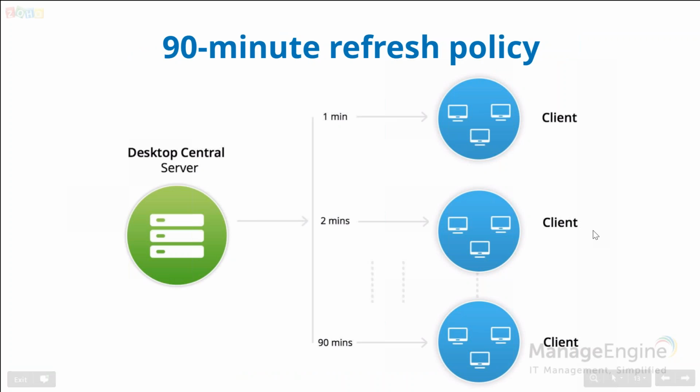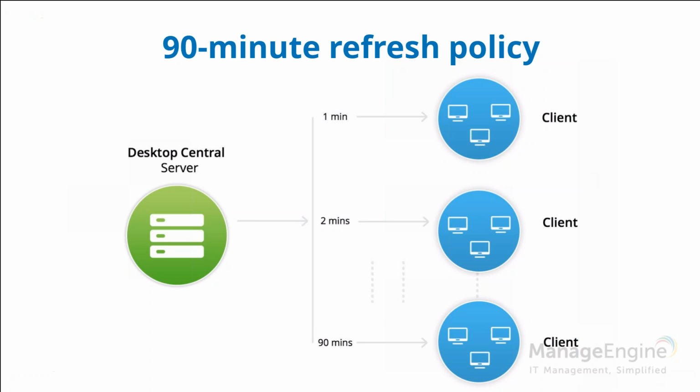The next I'd like to talk about is the 90-minute refresh policy. Now you might wonder, what is this 90 minutes policy? This is the agent server communication time interval wherein every 90 minutes our agent checks with the server for any task available for deployment.